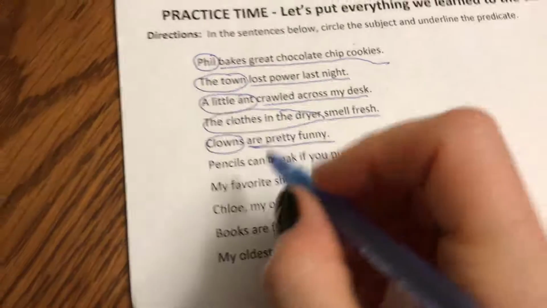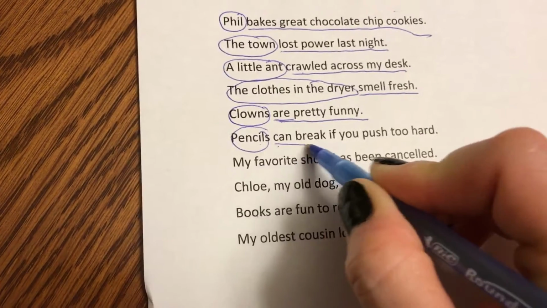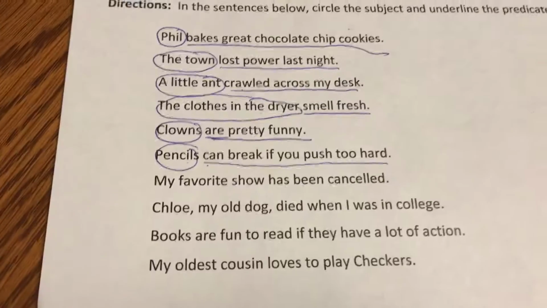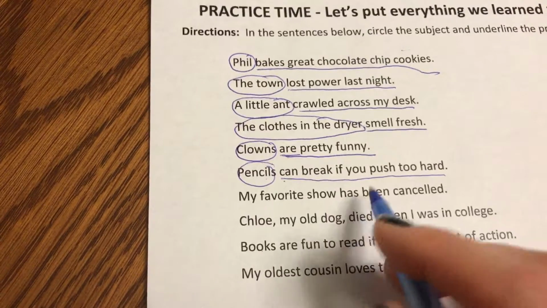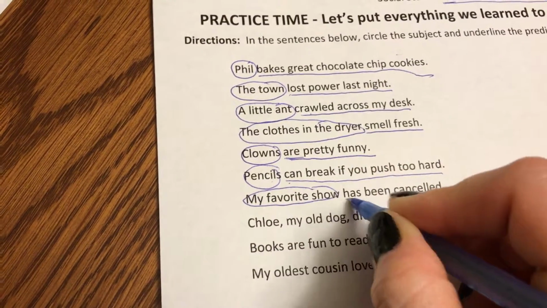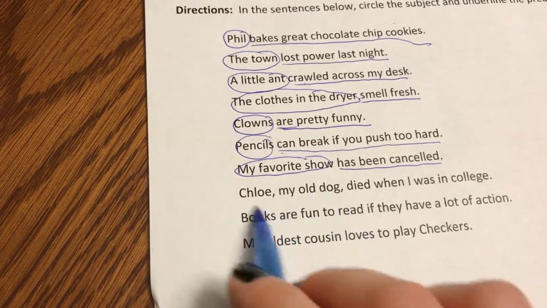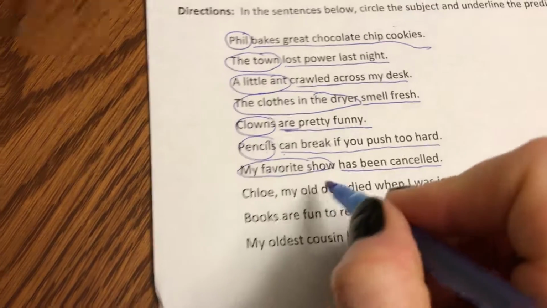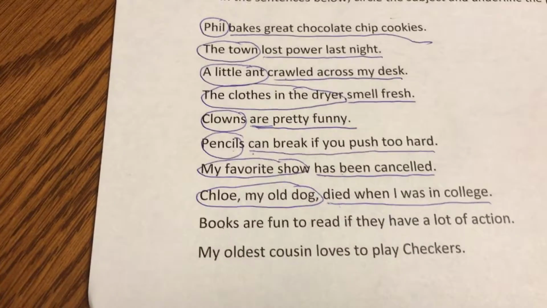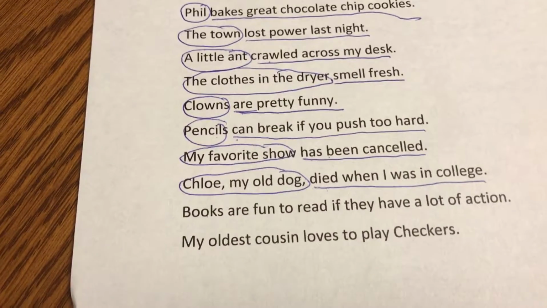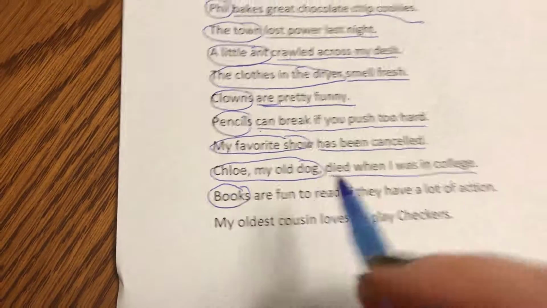Pencils can break if you push too hard. It's about pencils and how they can break. Can is one of those helping verbs. Can break if you push too hard. My favorite show has been canceled. So this is about my show. What about it? It has been canceled. Has is one of those helping verbs. Chloe, my old dog, died when I was in college. This has an appositive. And what happened with the dog? It died. So we've got to circle that whole subject with an appositive. Books are fun to read if they have a lot of action. This is about books. And what about them? They are fun. This is a helping verb.